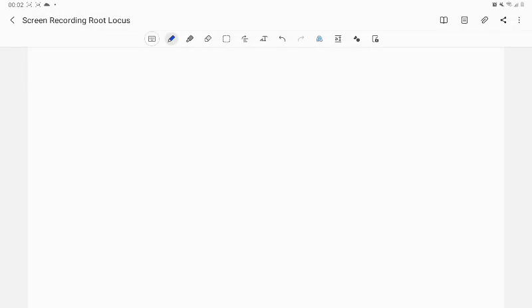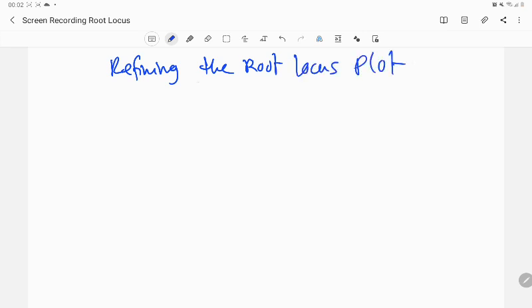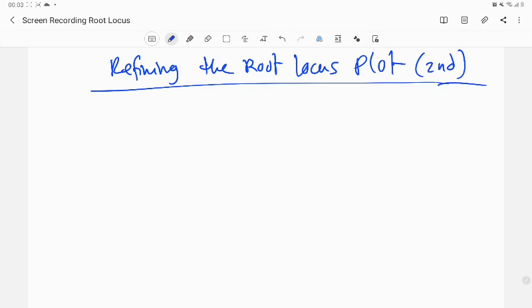Next, we are still looking at refining the root locus plot. This is going to be the second part. The first one we looked at breakaway and break-in points from the real axis. Now we are looking at the j omega crossing points.